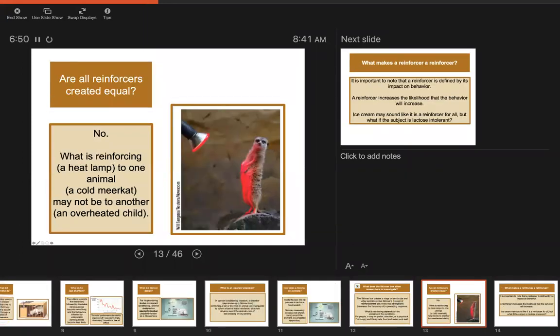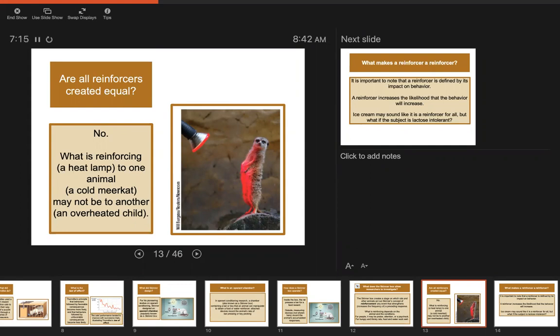So are all reinforcers created equally? No. Again, what is reinforcing to one animal or human may not be reinforcing to another. When I worked as a school psychologist and we were dealing with kids that had some challenging behaviors that we were trying to change and turn into more positive behaviors, it was really important for us to figure out what was motivating for a particular child.